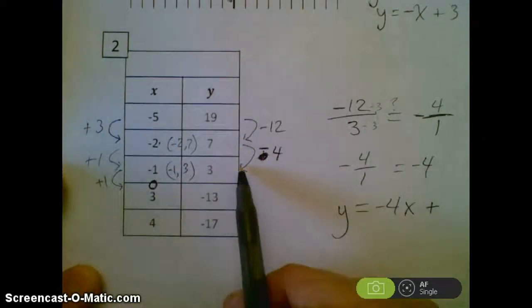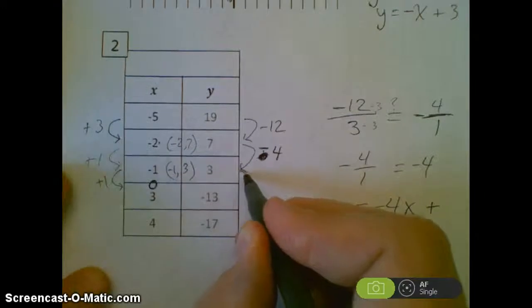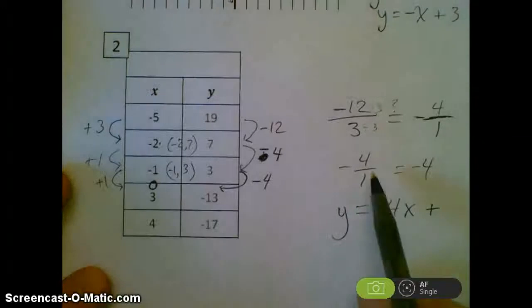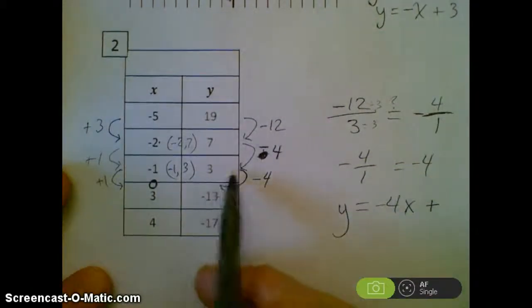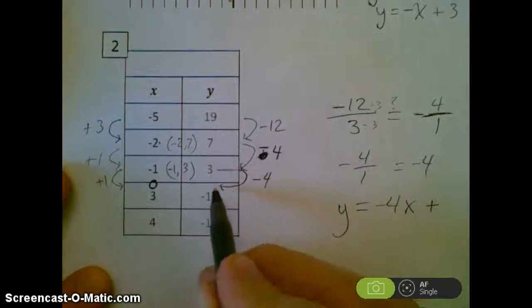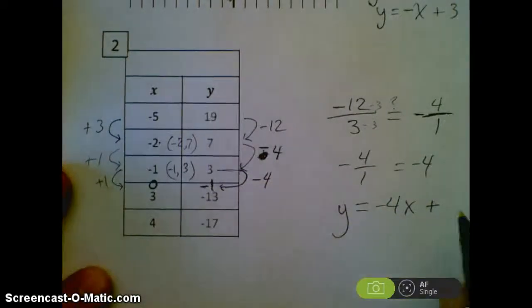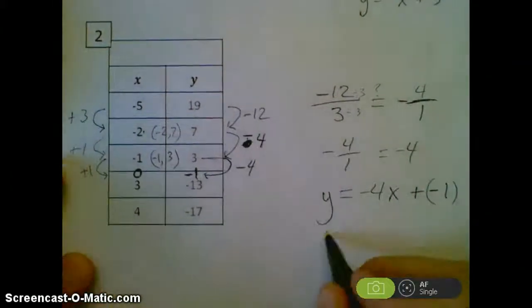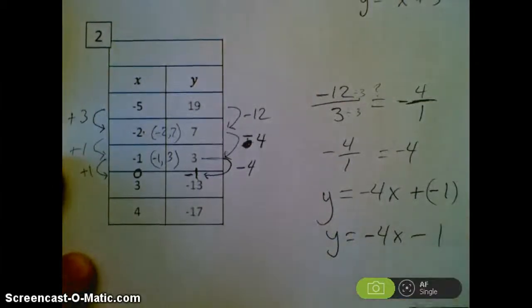Well, that means y goes down by 4. So this y would go down by 4 since the slope is negative 4 over 1. That means going from 3 to negative 4. When x equals 0, y equals negative 1. So this is actually negative 4x plus negative 1, or y equals negative 4x minus 1.